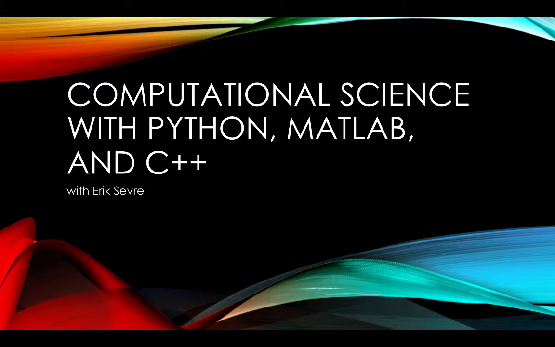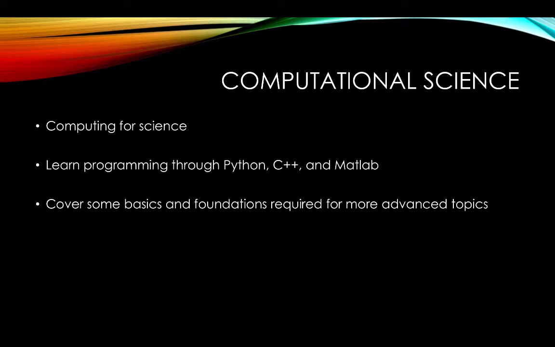This is a video series I'm creating on computational science with Python, Matlab, and C++. Alright, what is computational science? It is really just computing for science. It sounds very simple. It's not computer science. Computer science is the science of computers. Computational science is using a computer to do science.